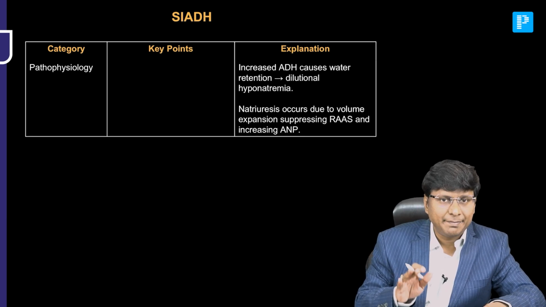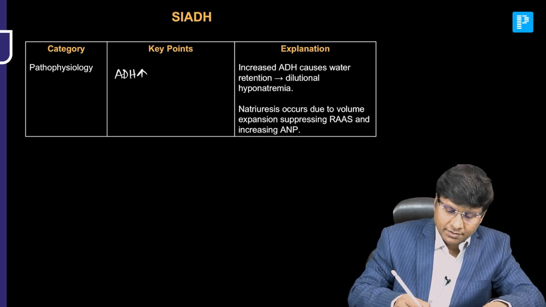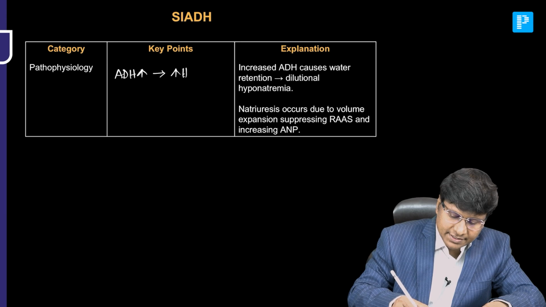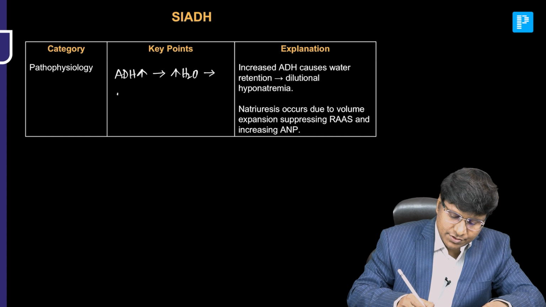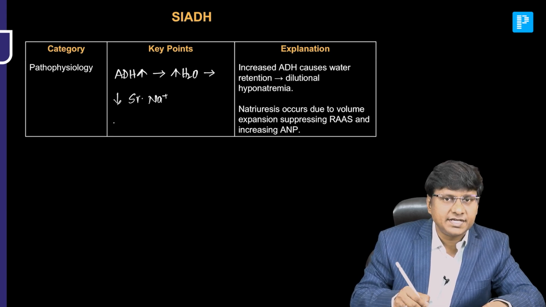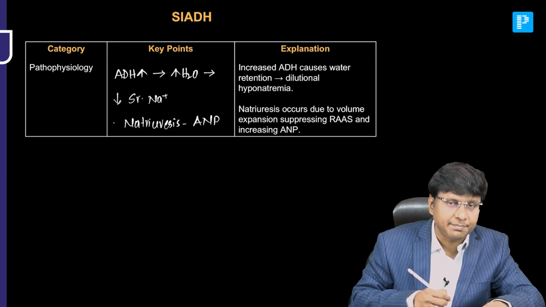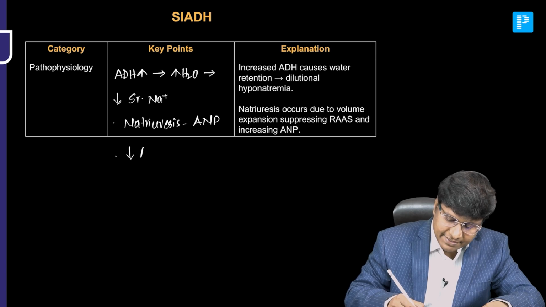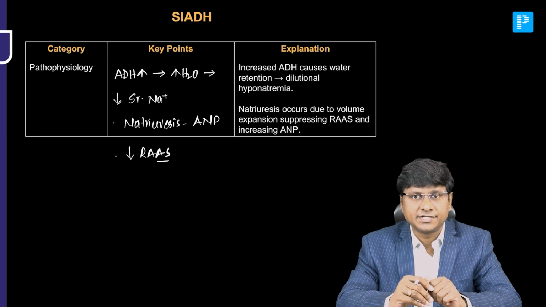So if you take this pathophysiology, there is an excess amount of ADH. This will cause increased water retention, and this will cause the low serum sodium. This low serum sodium is mainly because of the natriuresis, which is caused by the release of the atrial natriuretic peptide, and there is also suppression of the renin-angiotensin aldosterone system.